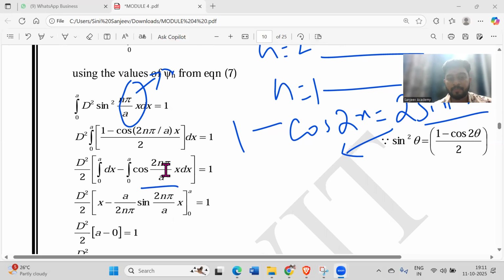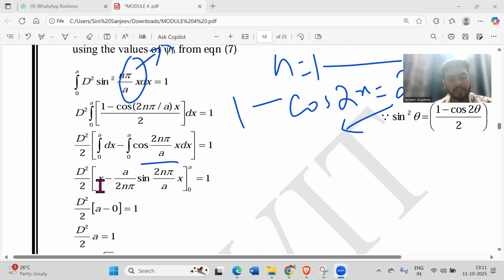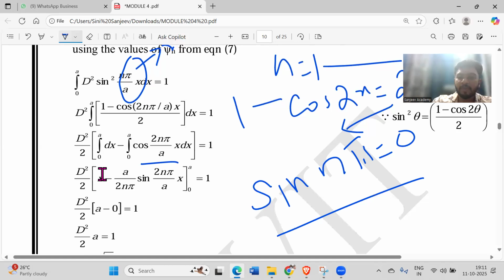Perfect. Then I will put what? Upper limit minus lower limit. In the sense, instead of x, what I'll put? A. Again, guys, sine n pi. Again, basics only I'm teaching. Sine n pi, what is the value? Sine n pi is 0. So whatever value 2 n pi, 3 n pi, whatever it is here, this full term is 0. So don't need to consider this. So upper limit minus lower limit, a minus 0 is equal to what?